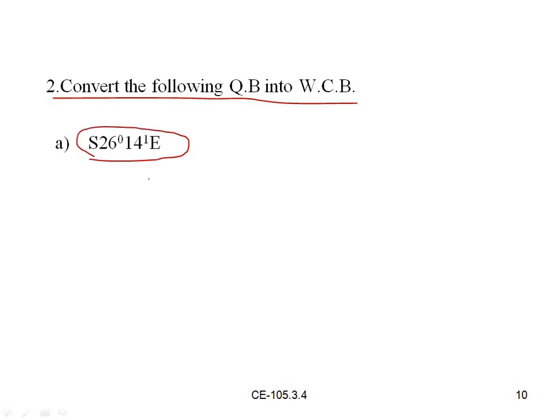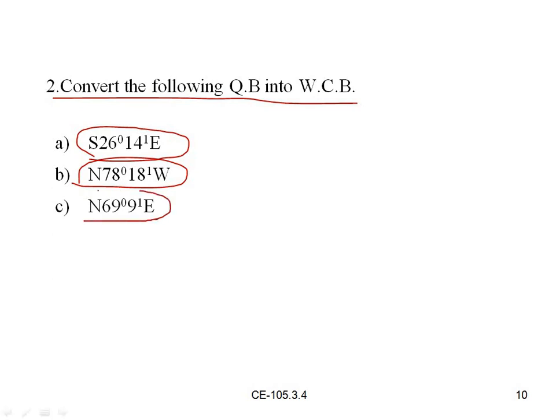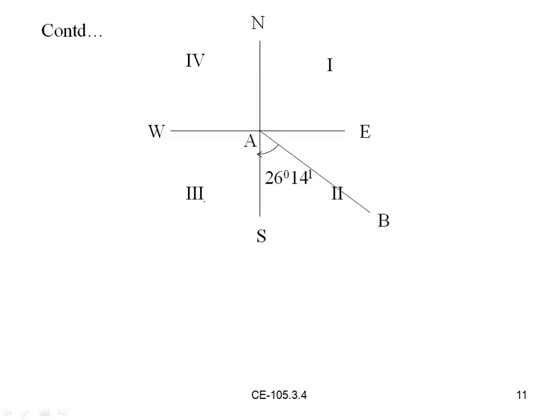The next, convert the following quadrantal bearing into whole circle bearing: south 26 degrees 14 minutes east, north 78 degrees 18 minutes west, north 69 degrees 9 minutes east, south 32 degrees 15 minutes west. So the first one you can see it is in the second quadrant, which is in the direction of south east. So by seeing this direction we can draw the diagram and we can calculate it.